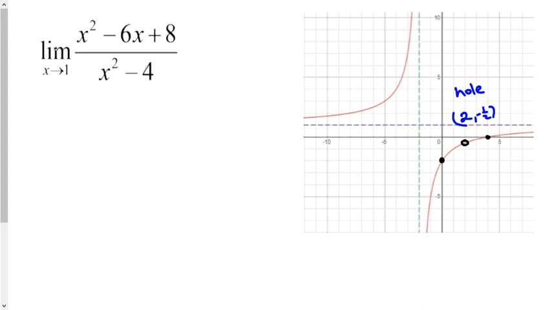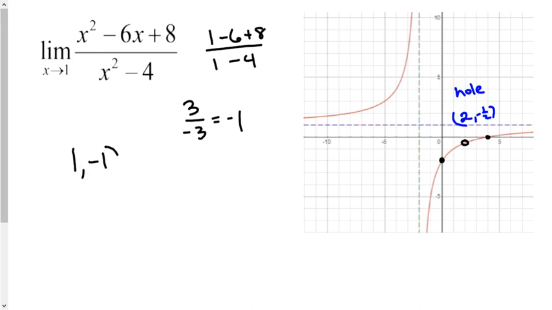This one says the limit as x approaches 1 of our function. Now, whenever we want to evaluate a limit, we should always use what's called direct substitution, meaning let's just plug 1 in for x and see what happens. So if we plug a 1 in up here, I end up getting 1 minus 6 plus 8 over 1 minus 4. So that's going to be 9 minus 6 is 3 over -3 or -1. In other words, when I substitute a 1 in for x, I get a -1 back out.